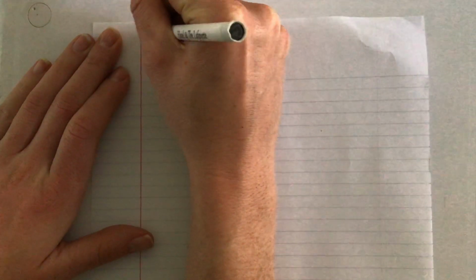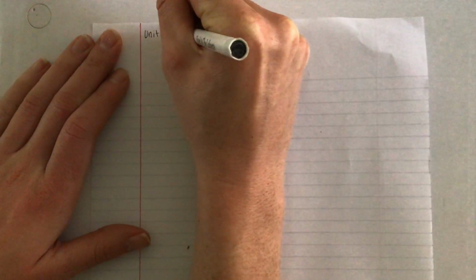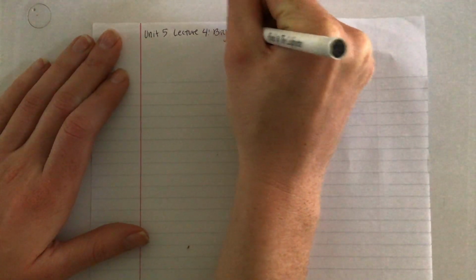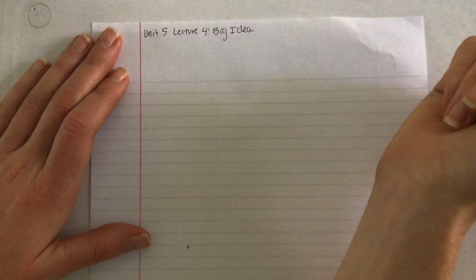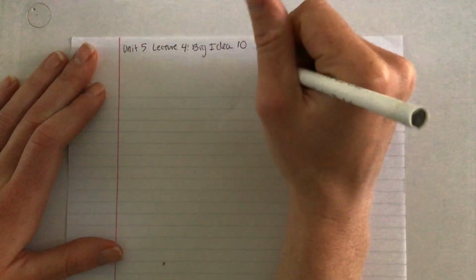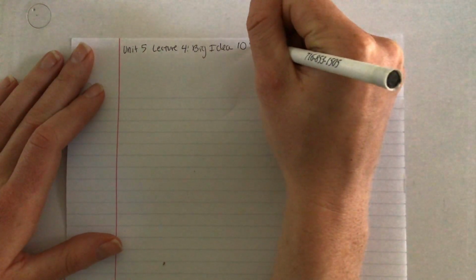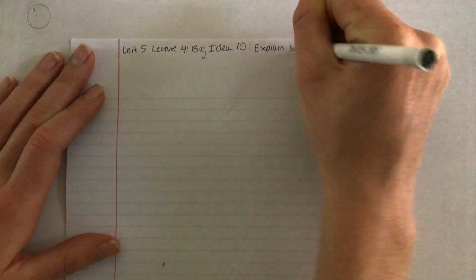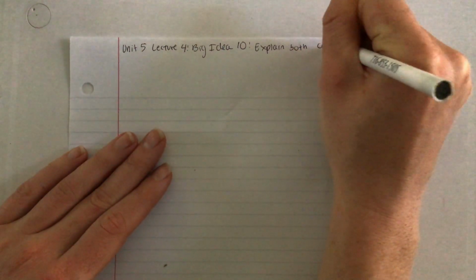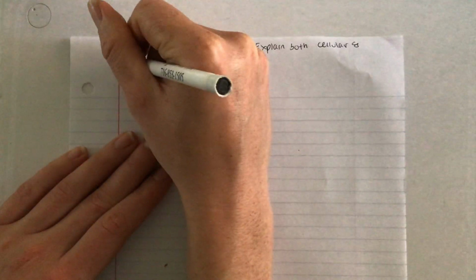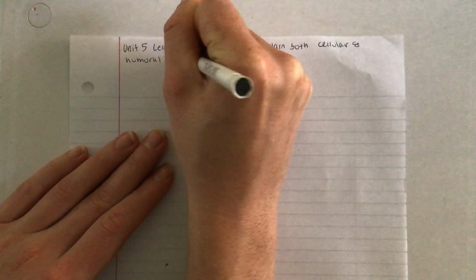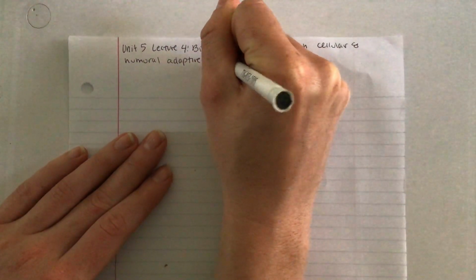Unit 5, Lecture 4, Big Idea 10. I know we didn't do a 9, but we'll talk about why later. Big Idea 10. And that is to explain both cellular and humoral adaptive immune responses.